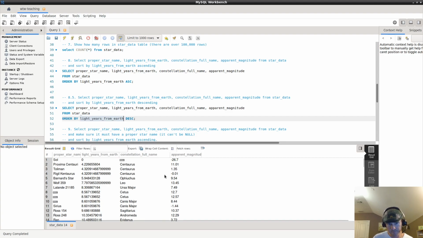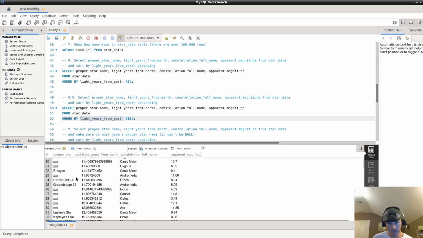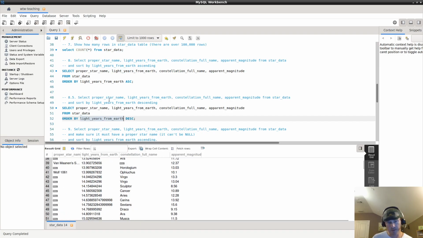So we have Barnard's star that's about 6 light years away. Then Wolf 359, and then we have these different ones: Sirius, Ross 154, and so on. So I think this database is very interesting.